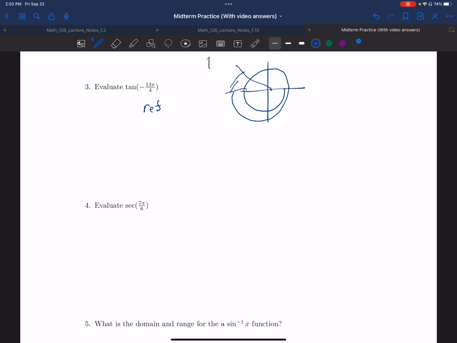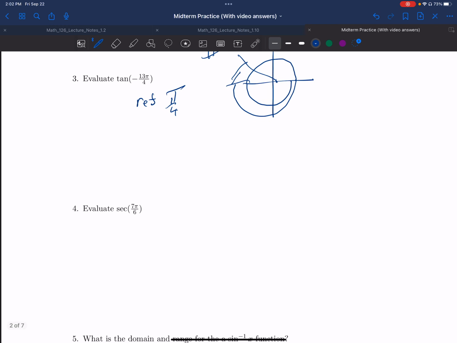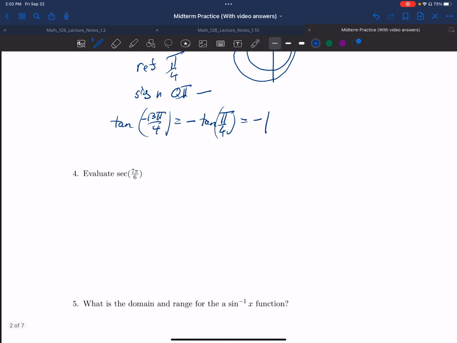And this is where we end up. So we've ended in quadrant 2, and so the reference angle here would be pi over 4, because we just want to come back to this angle right here. The sign of tangent in quadrant 2, as we know, is negative. So tangent of negative 13 pi over 4 is equal to minus tangent of pi over 4, which gives us minus 1.